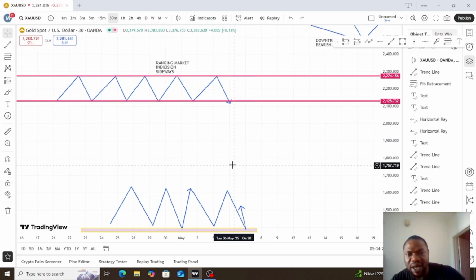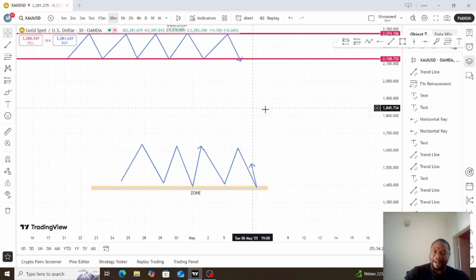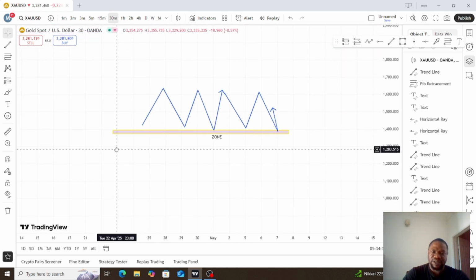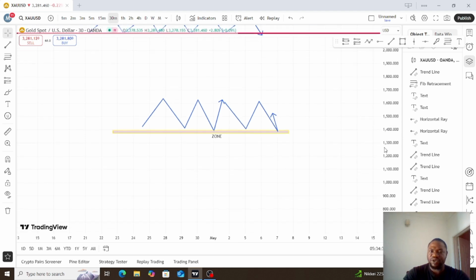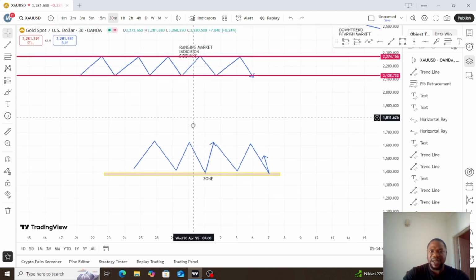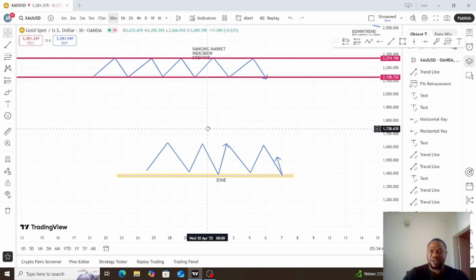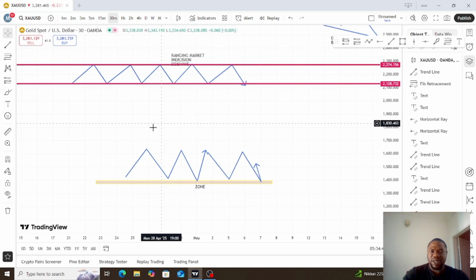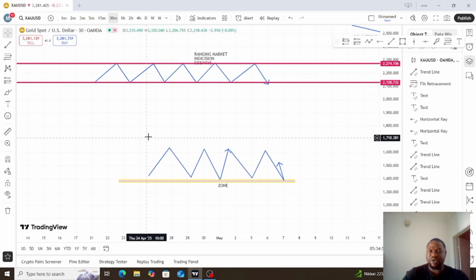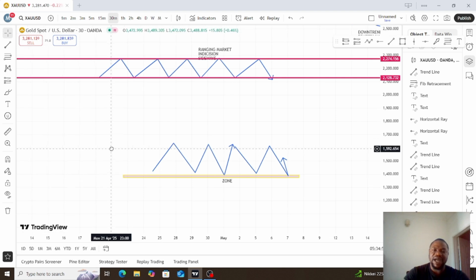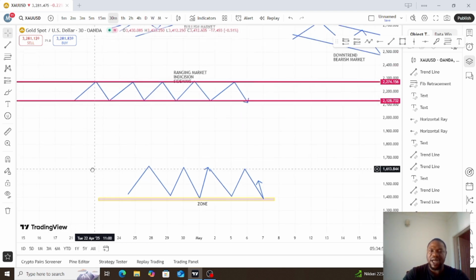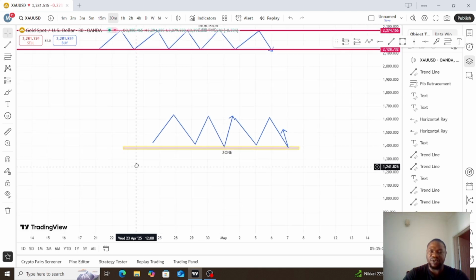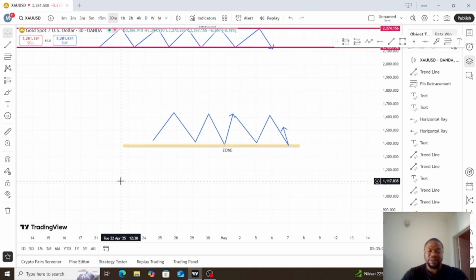So guys, today we'll be talking about market structure. What's market structure in Forex? Market structure simply means a situation where the market gives us an uptrend or a downtrend. Before you identify an uptrend or a downtrend, for an uptrend you must identify at least two higher highs and two higher lows, and for a downtrend you must at least identify two lower highs and two lower lows. So it's very, very important.